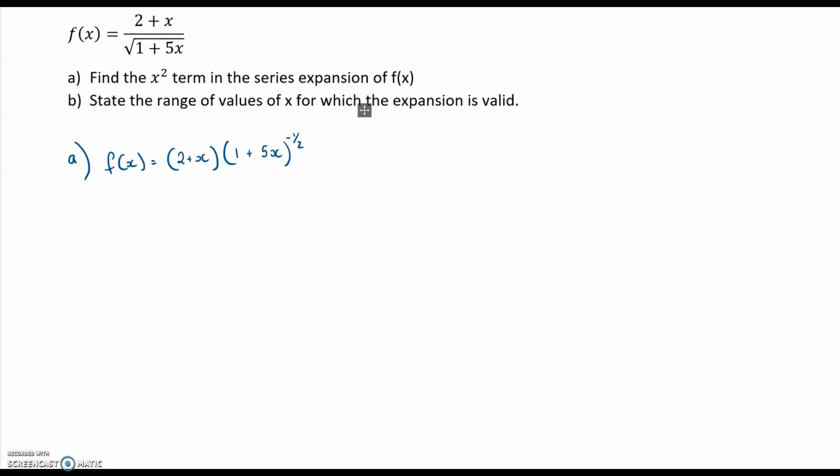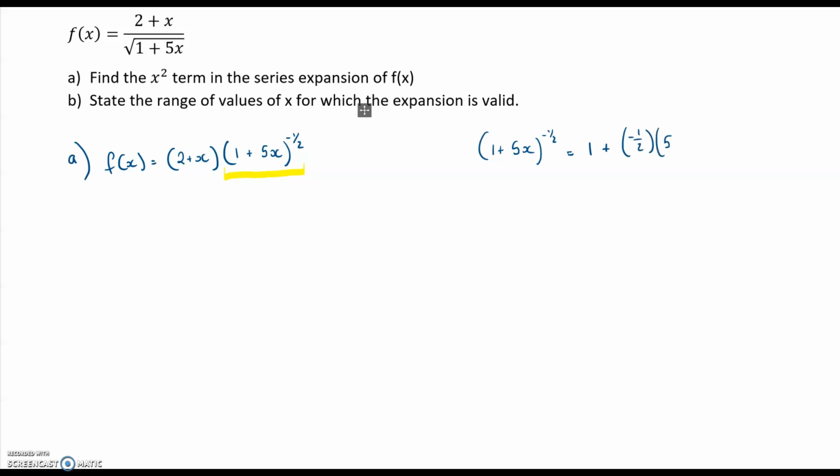Okay, from here, now we can see this is the part that we've got to do the expansion for. So for the moment, we're just going to focus on this 1 plus 5x to the power of negative a half, and then we're going to bring in the 2 plus x later on. Okay, so if we focus on this, we've got 1 plus 5x to the power of negative a half.